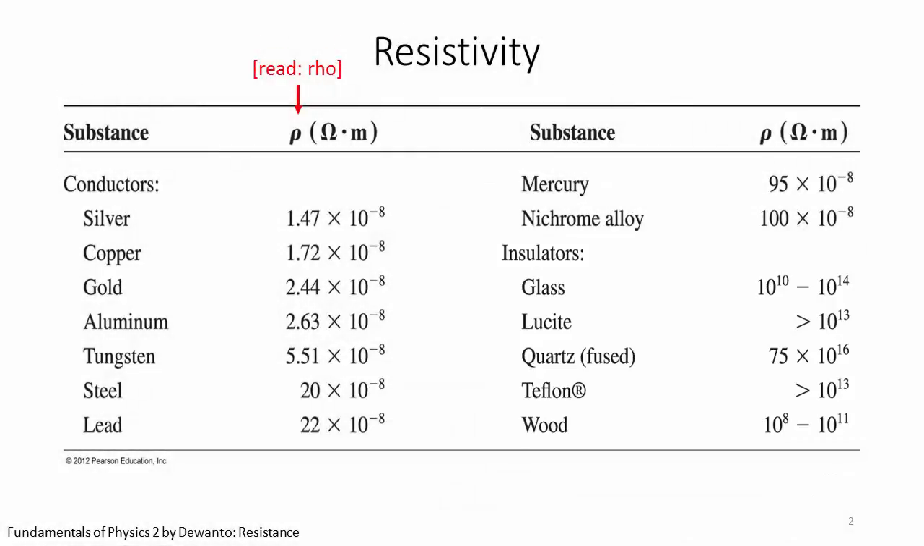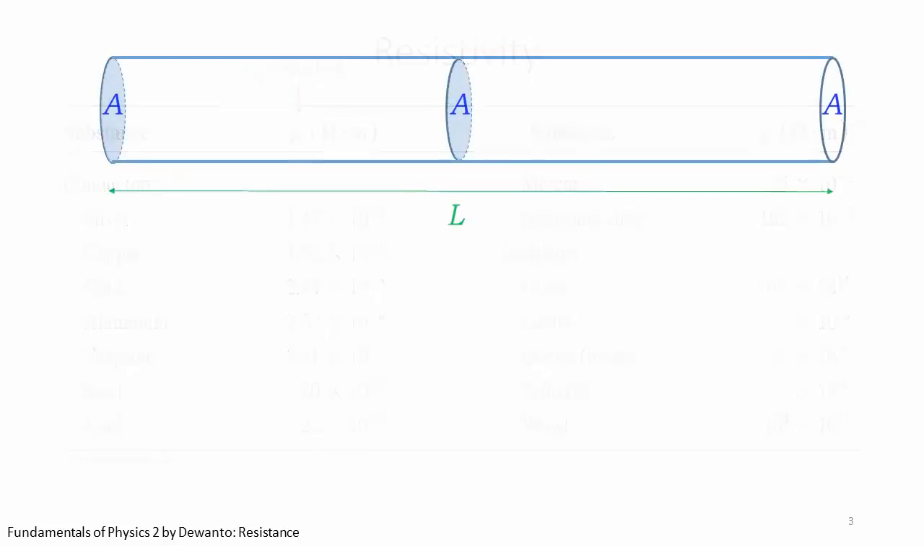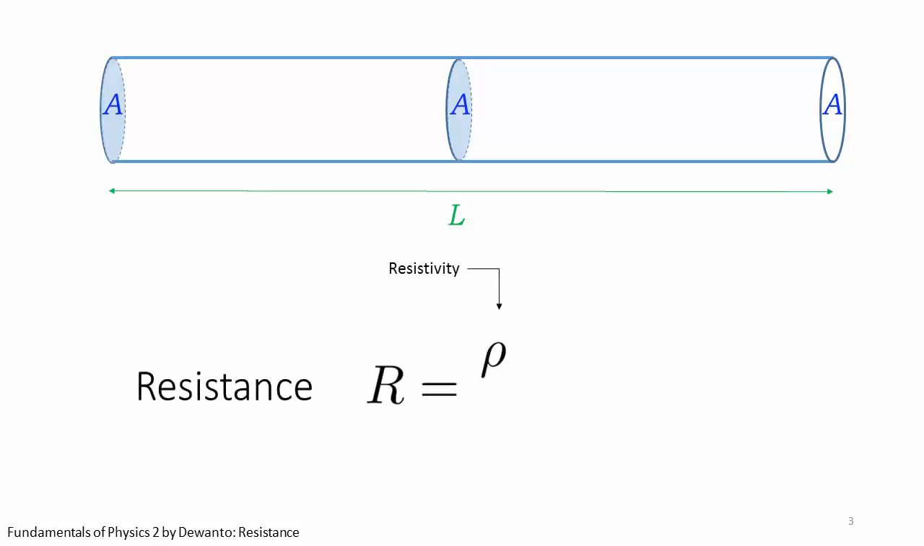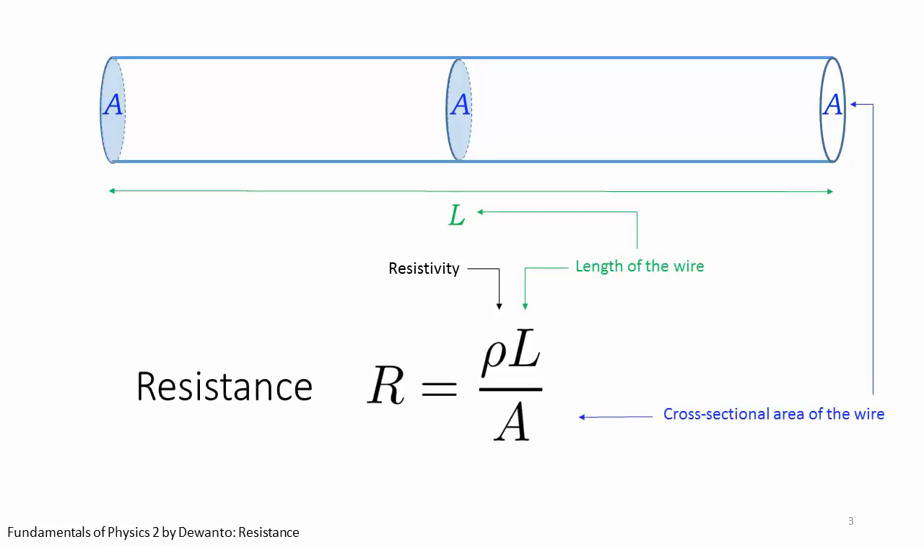But resistivity is not the only quantity that determines the resistance property of a material. The size, or what we technically call the dimension of the material, does matter as well. Let's say we are given a piece of material, a rod with length L and cross-sectional area A, to mimic the shape of a wire. Then empirical study shows that resistance of the material is given by the resistivity of the rod times the length of the rod divided by the cross-sectional area of the rod.